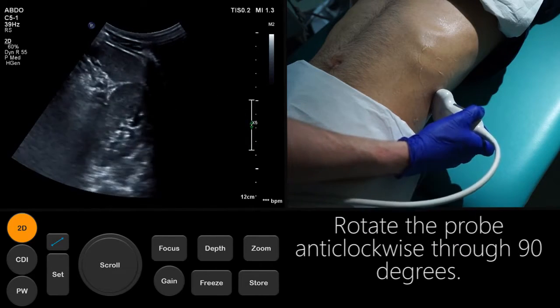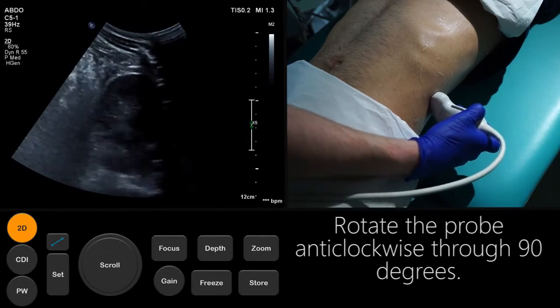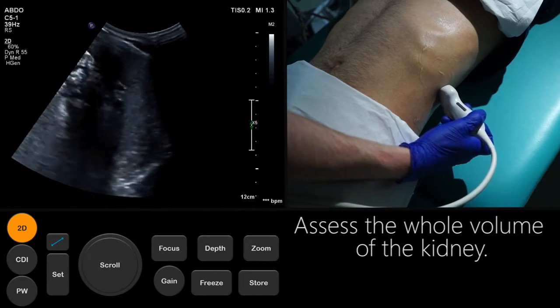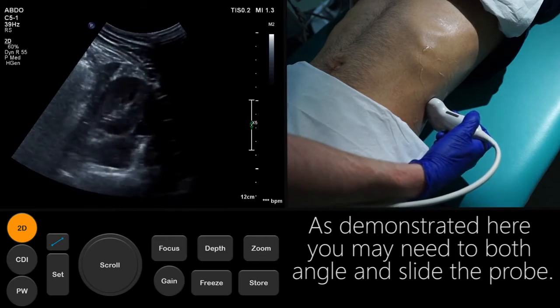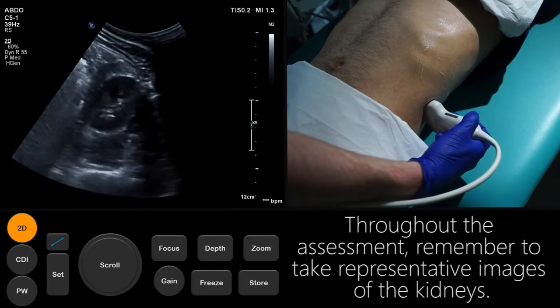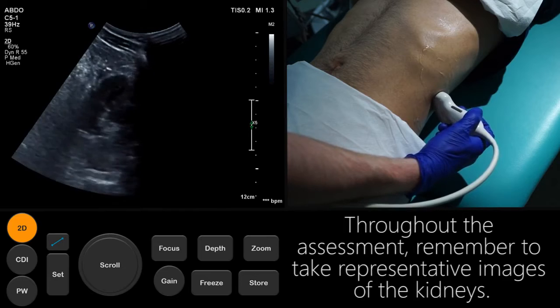Rotate the probe anticlockwise through 90 degrees. Assess the whole volume of the kidney. As demonstrated here, you may need to both angle and slide the probe. Throughout the assessment, remember to take representative images of the kidneys.